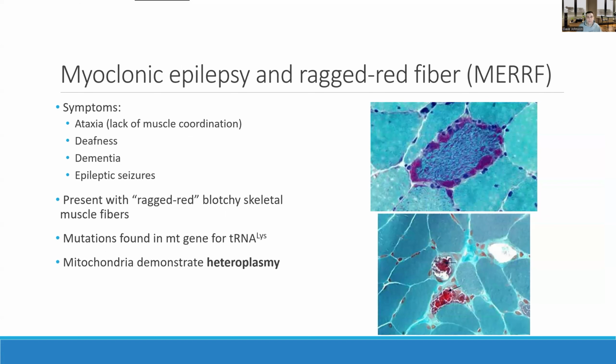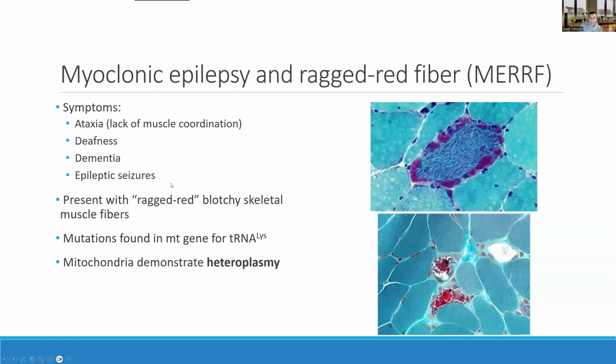So let's look at a few of them. The first one is called myoclonic epilepsy and ragged red fiber, also known as MERRF, for obvious reasons. Symptoms include ataxia, which is lack of muscle coordination. People can't use their muscles appropriately. Deafness can happen. Dementia is very common, and epileptic seizures.